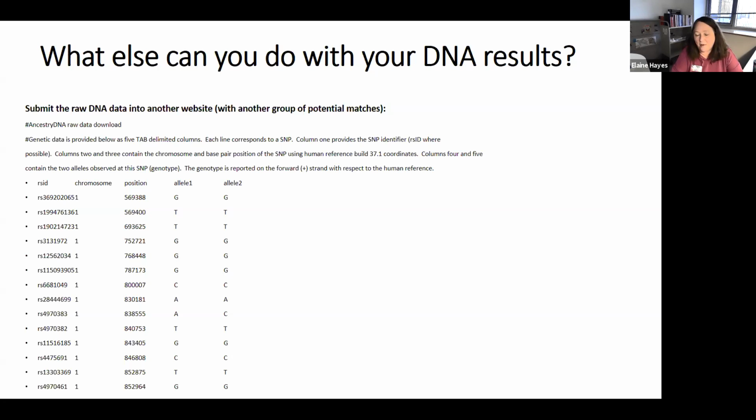And this is what my raw DNA looks like. And this is all a certain location on chromosome number 1. It's the location ID, chromosome 1, the position, the first allele, whether it's a G, T, C, or A, and what the second one is, because it's a double helix. So there's going to be two proteins on each location.